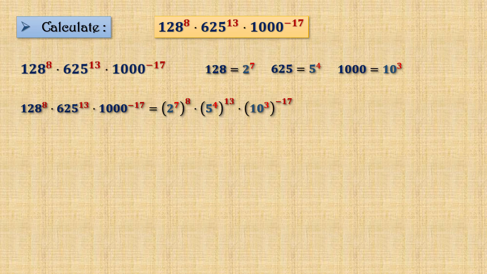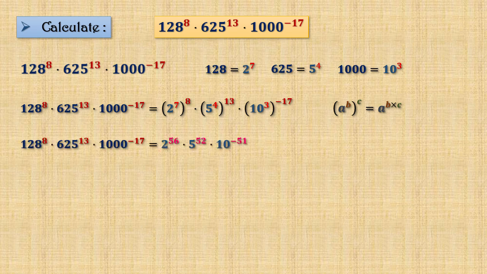Now, using the rule of exponents which says that a to the power of b, all raised to the power of c, is equal to a to the power of b times c, we get 2 to the power of 56, multiplied by 5 to the power of 52, multiplied by 10 to the power of negative 51.